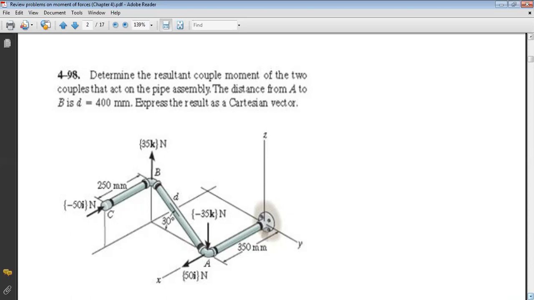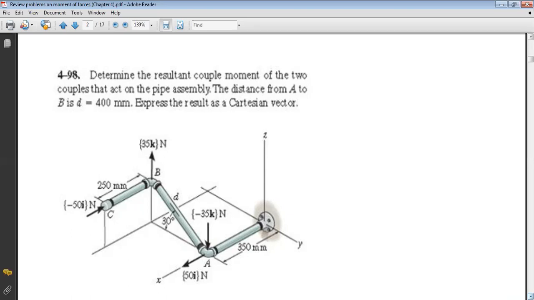Please, in the exam, pay attention to what they want from you. Sometimes they just ask, find the magnitude, for example, of the moment. So first you find the moment vector, then you calculate its magnitude and you put it in your box. Here, for example, they ask for the vector, so your final answer will be in a vector form. Okay? Now, in this problem, I want to find the resultant couple moment.